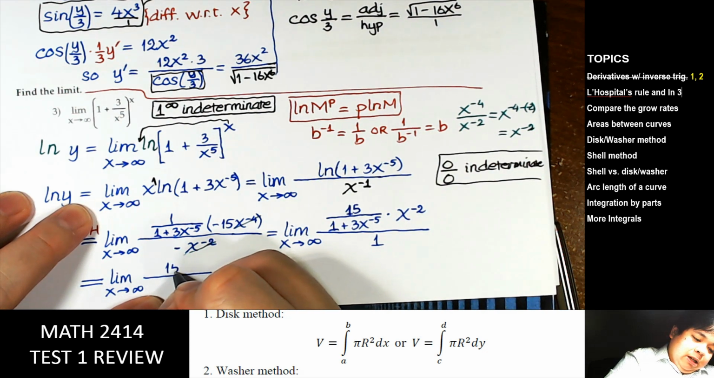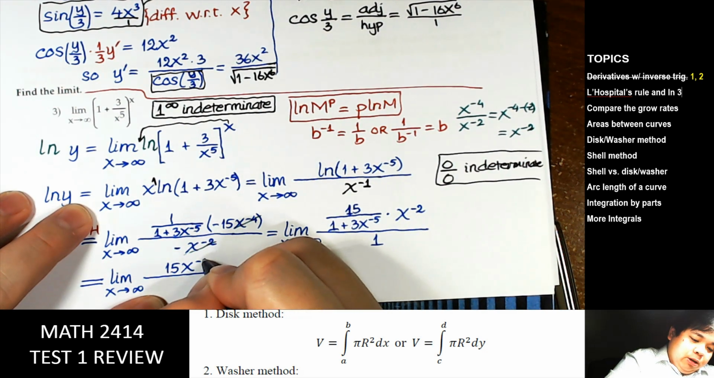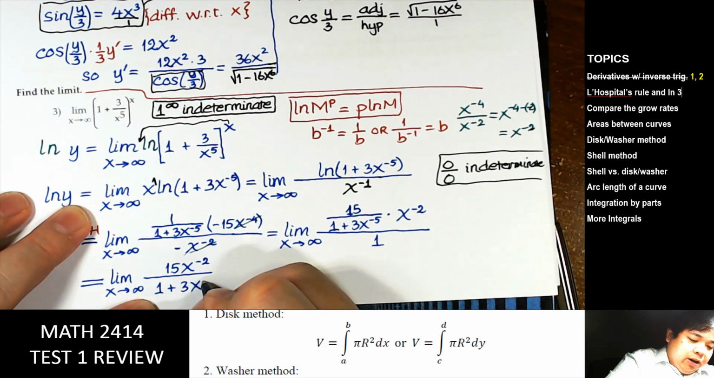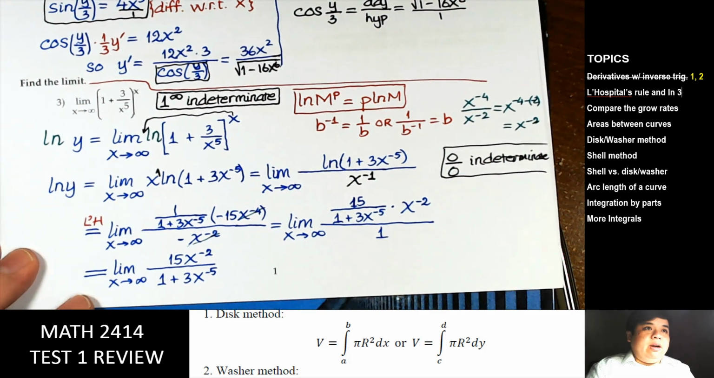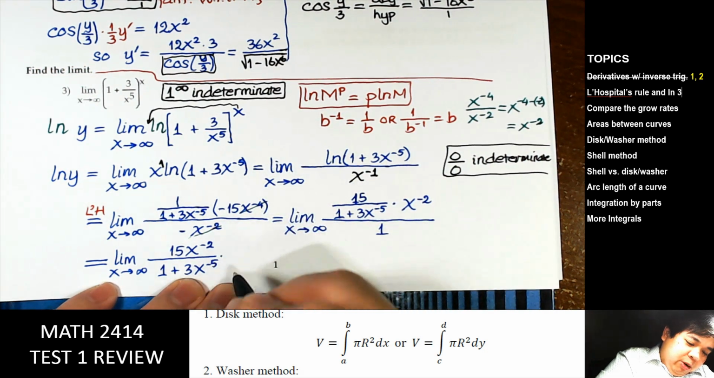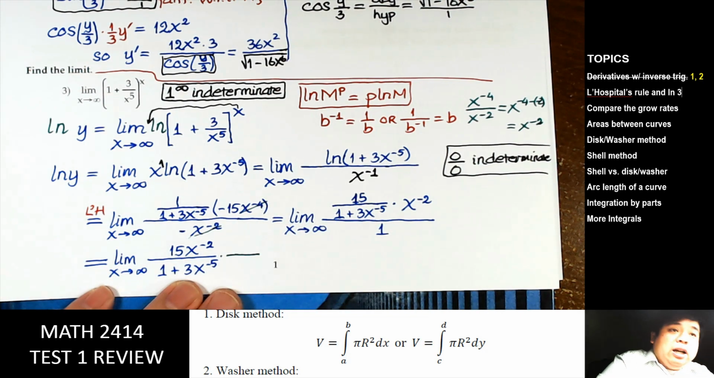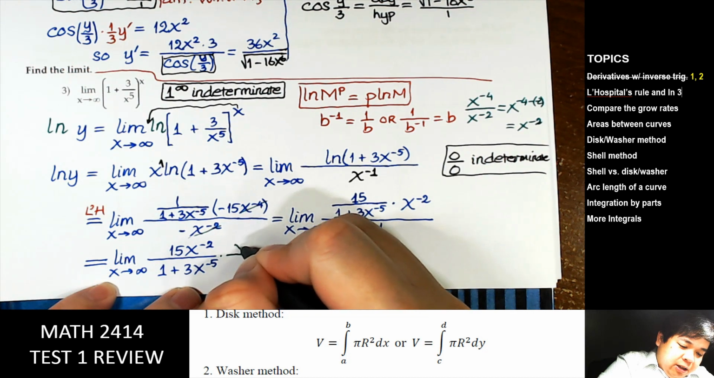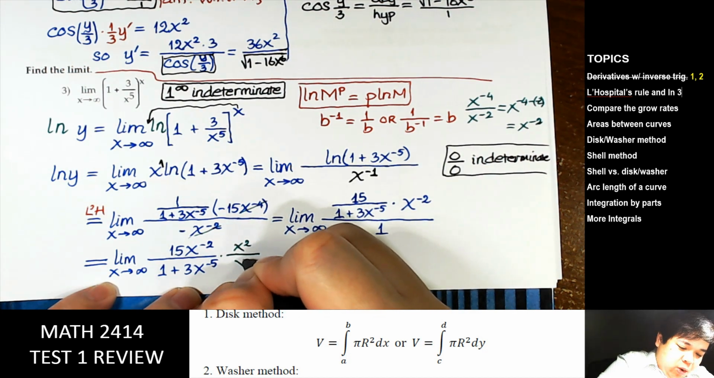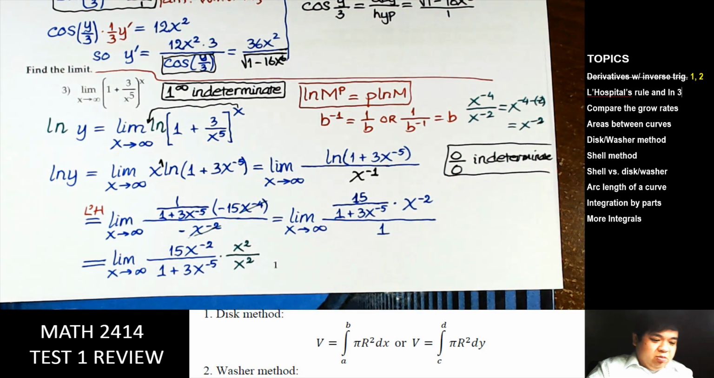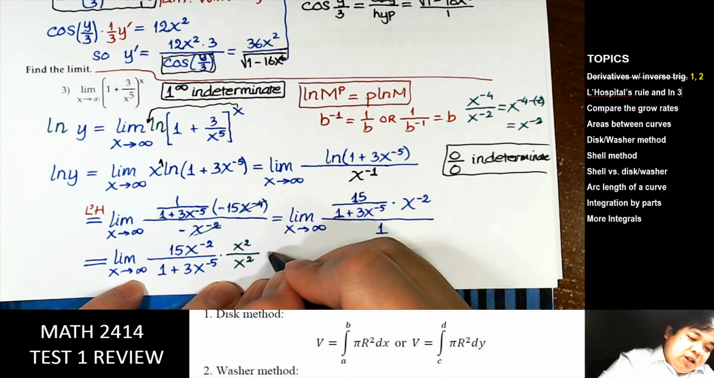We will have 15 x to the negative 2 over 1 plus 3 x to the negative 5. Right. We can put infinity in here, but that's kind of confusing. Instead, let's just multiply x squared on the top and x squared at the bottom. Do that just so that we have just the 15 on the top.